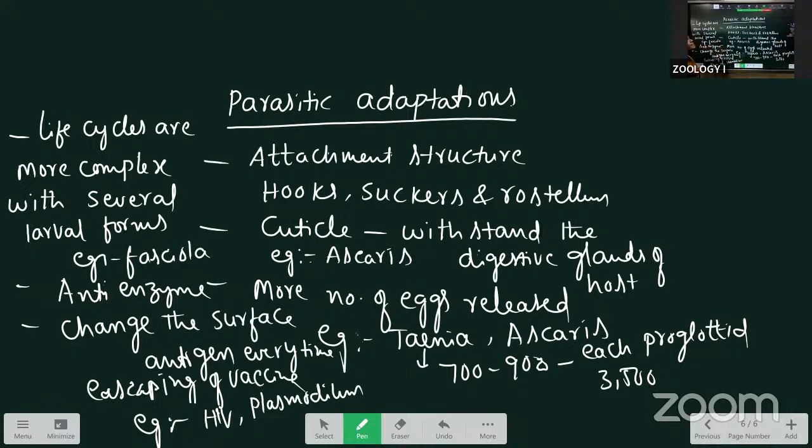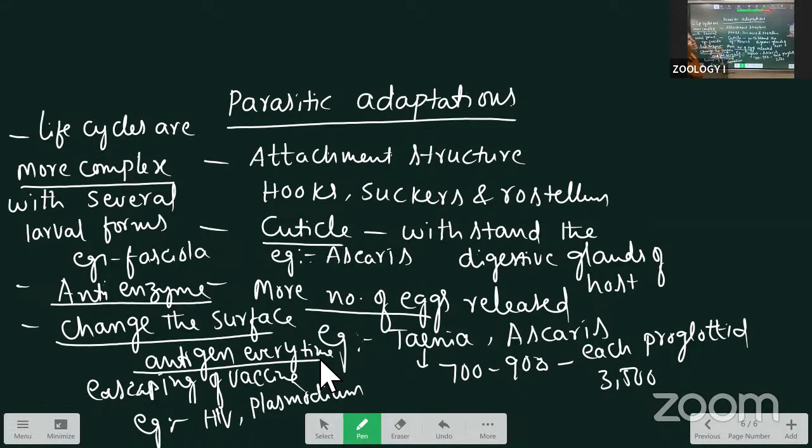From this lesson, biology in human welfare, we discussed two SAQs: one is parasitic adaptation and the other is tobacco adverse effects. The adaptations are the attachment structures, the cuticle, more eggs released, more complex life cycles, the anti-enzymes they produce, and changing the surface antigen every time. These are the adaptations. Next class we will discuss the SAQs of another lesson. Tomorrow, same time, we will meet.